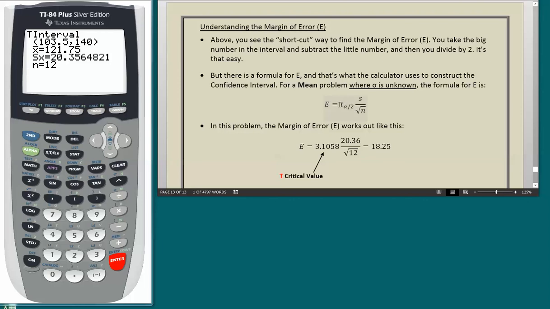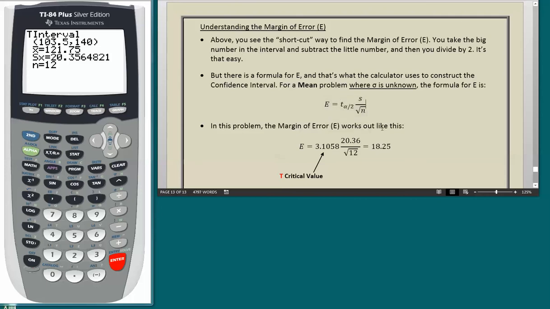And by the way, the reason this is t is because we don't know sigma, so we use a t distribution. When we know sigma, this is a z right here. And then the rest of the formula is s divided by the square root of n. The calculator gives us s, the calculator gives us n. So those are the easy parts. The tricky part is always finding the critical value.